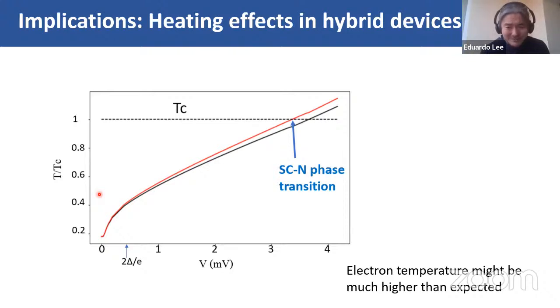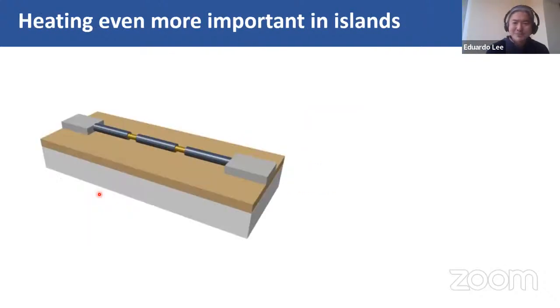And continuing this point, I just want to mention that we have noticed, and these are some data that we're currently analyzing, that heating is even more important in devices which have this kind of island geometry. So here, the difference compared to the devices I've been discussing so far is that there are two junctions rather than one. Now, you could ask, why would this kind of geometry be interesting?